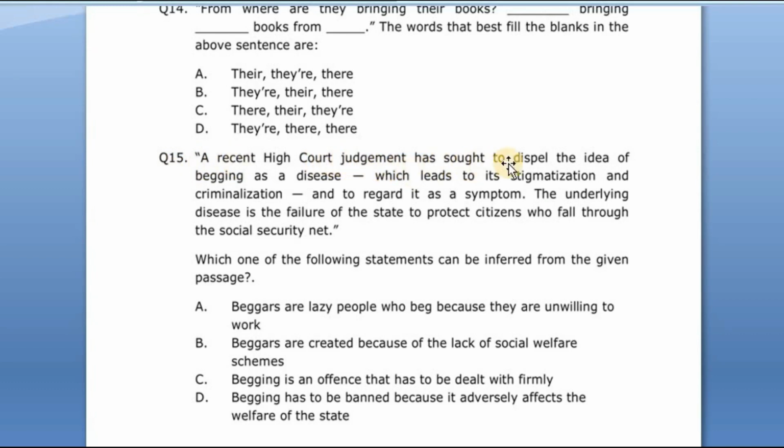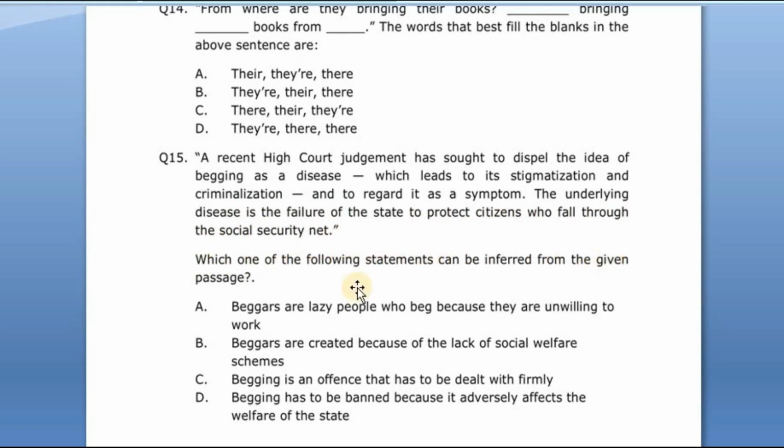begging as a disease, which leads to its stigmatization and criminalization, and to regard it as a symptom. The underlying disease is the failure of the state to protect citizens who fall through the social security net. Which of the following statements can be inferred from the given passage?